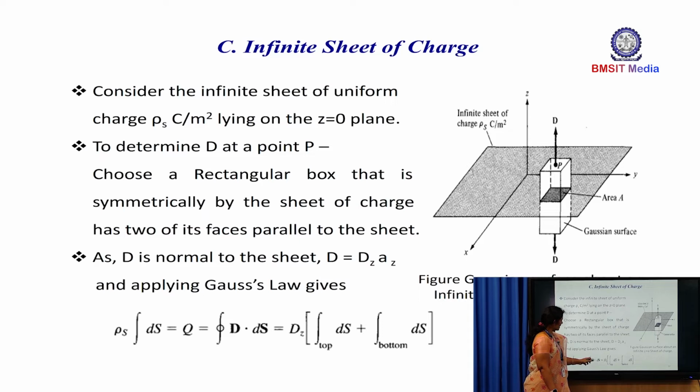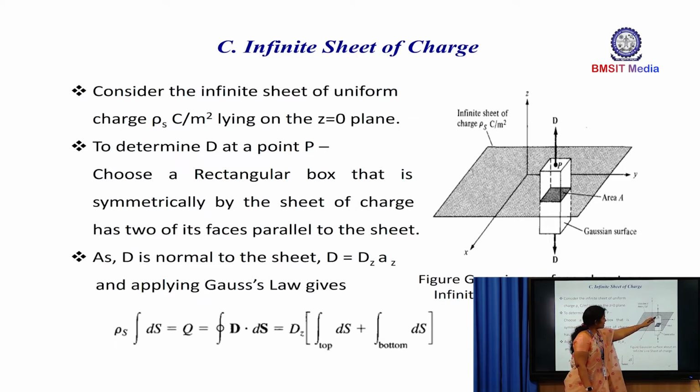So closed integral D dot dS, which is equal to, what is D? D is Dz az. So Dz of this dS, integral dS is nothing but the surface area. So if you consider this surface area of the rectangular box, the left side and right side of this rectangular box are tangential to the sheet, so that the area is 0.